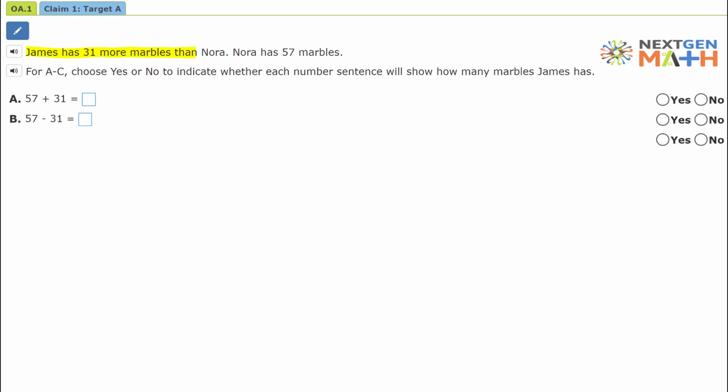James has 31 more marbles than Nora. Nora has 57 marbles. For A through C, choose yes or no to indicate whether each number sentence will show how many marbles James has.